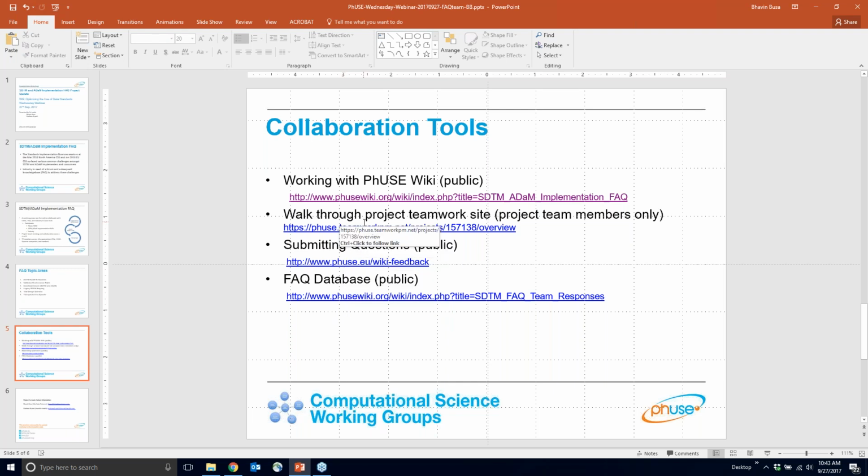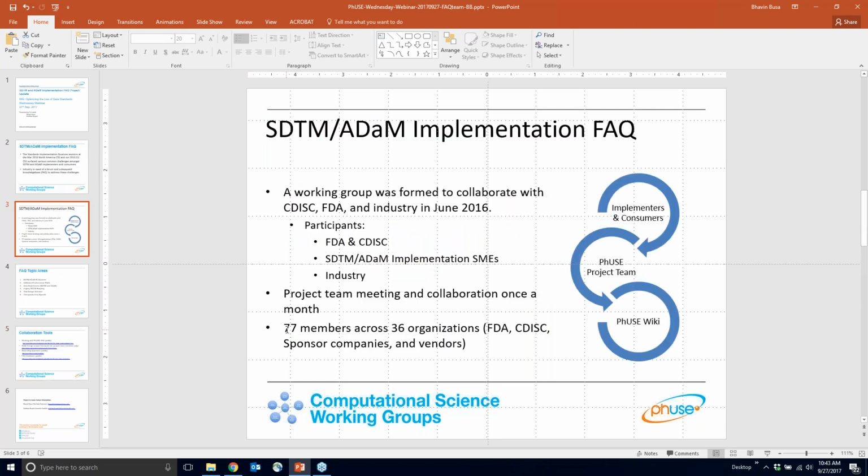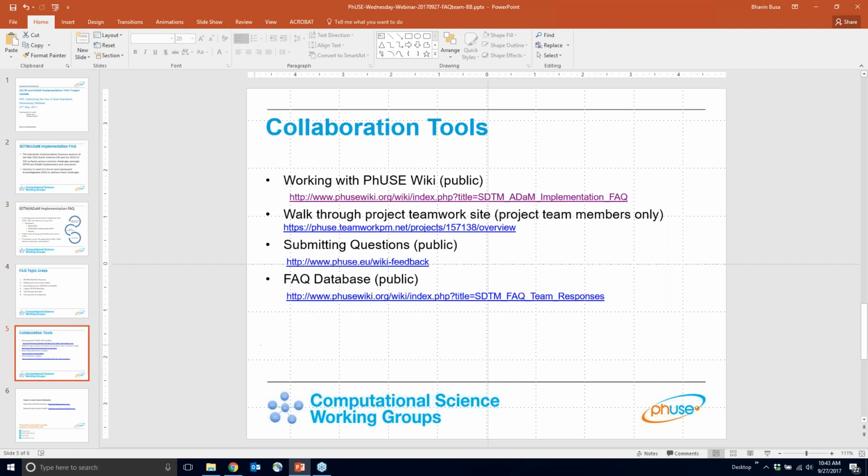The one thing I want to mention, more for the project team, is that we have a collaboration site, Teamwork, where we collaborate. It has messaging capability, and we can attach documents, and once we get the questions, as Matt mentioned about the process flow, every team member who is part of the project team gets the message. So all these 77 members get a message, and that's how we are able to collaborate and get a response. It's been a very good experience, at least leading this, because you have members from all the big pharmas to small pharma to FDA to CDISC as well. So if you are interested in joining, please reach out to any of us.